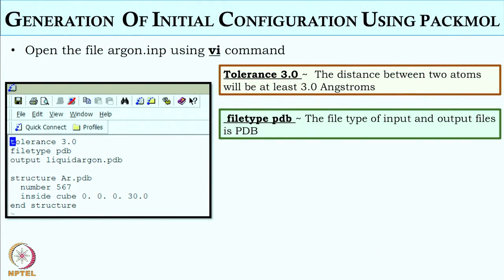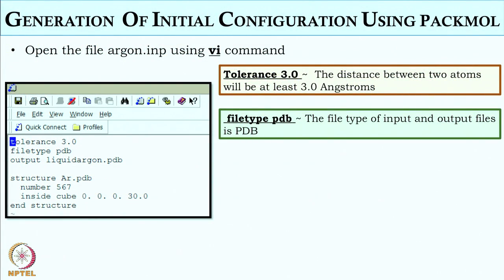Correct. And we may have already discussed what a Lennard-Jones potential is. In that potential, there is a size parameter called sigma. So typically, tolerance should be of the order of sigma or larger, depending on the size of the atom or molecule. Then there is the file type PDB, because in PACKMOL we are using the PDB file format. And then there is output liquid_argon.pdb.